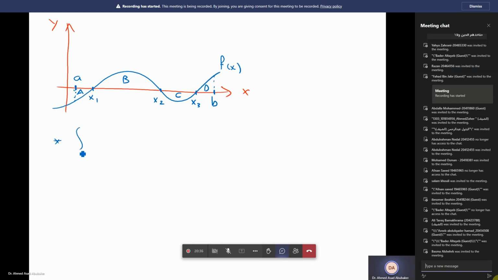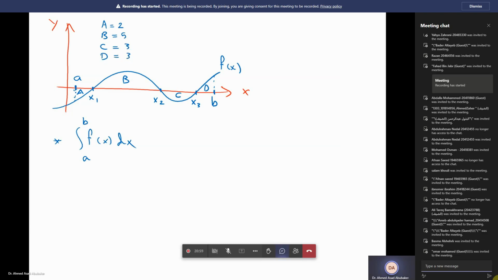So if we need to find the integral from A to B for f of x dx, and A equals 2, B equals 5, C equals 3, D equals 3. Okay. What's the value of the integration from A to B? How can we find the integration?